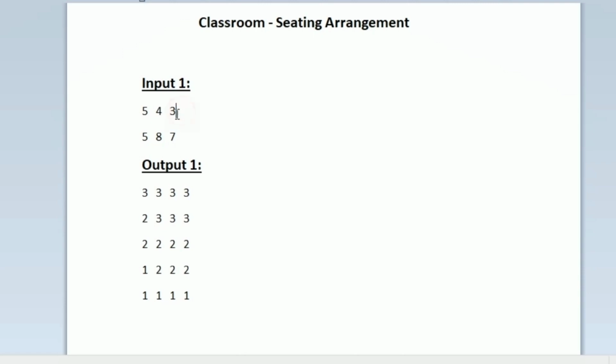So in the second line, we are given three more integers as input. Suppose if the value of n is equal to 4, then we will be given 4 integers in the second line as input. And now our task is to create a seating arrangement for the classroom.